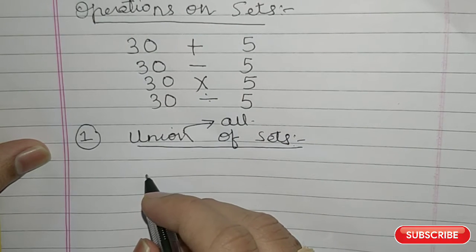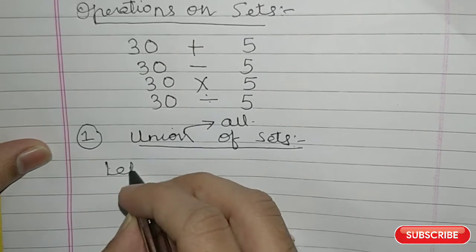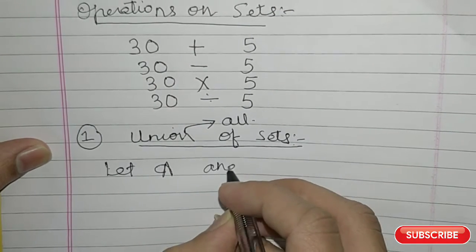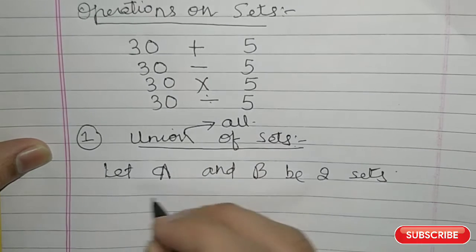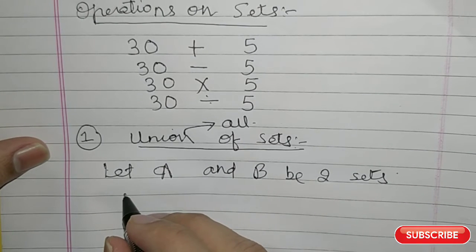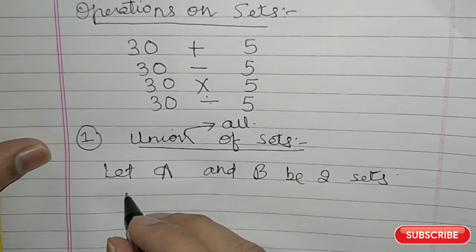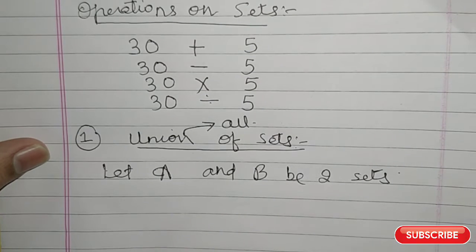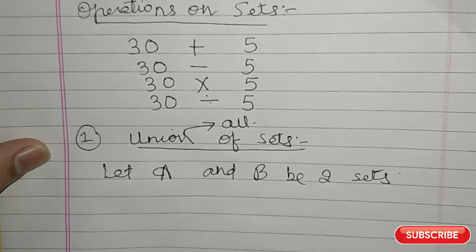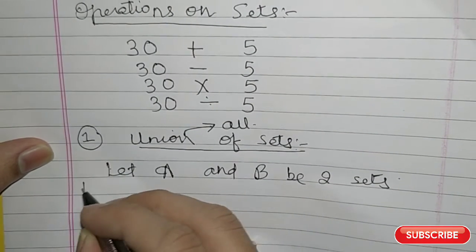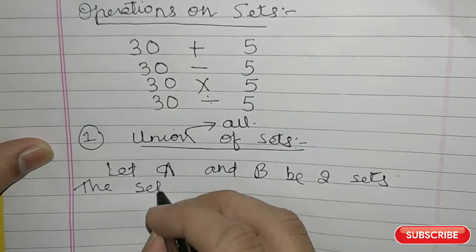So let us see what is the union of two sets. Let A and B be two sets, then A union B, or the union of the sets A and B, is the set of all the elements of A and all the elements of B. So union means what? The set of all the elements of A and all the elements of B.